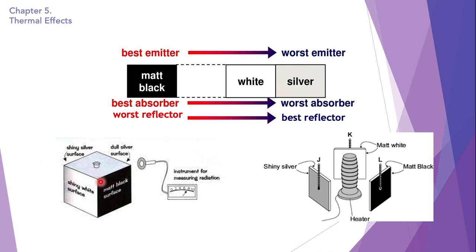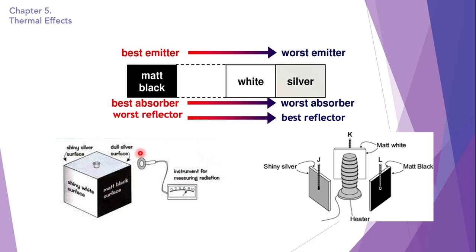So here we have a metal cube, and this metal cube is filled with boiling water, which heats the surfaces to the same temperature. The surfaces of this cube are different. Over here we have a shiny white surface, a matte black surface, a dull silver surface, and a shiny silver surface. So the thermal radiation detector, as you can see, this is the one, is placed in turn at the same distance from each surface, and the meter readings are compared.